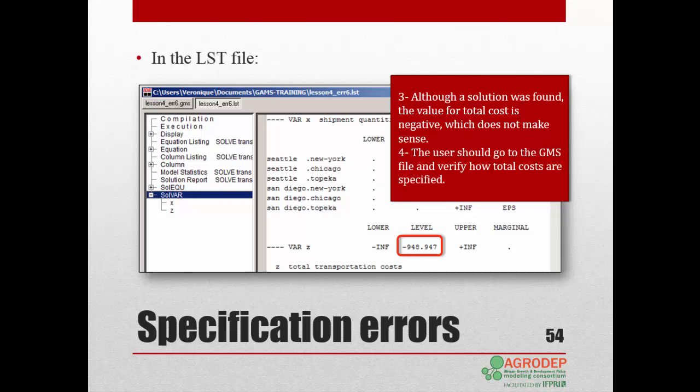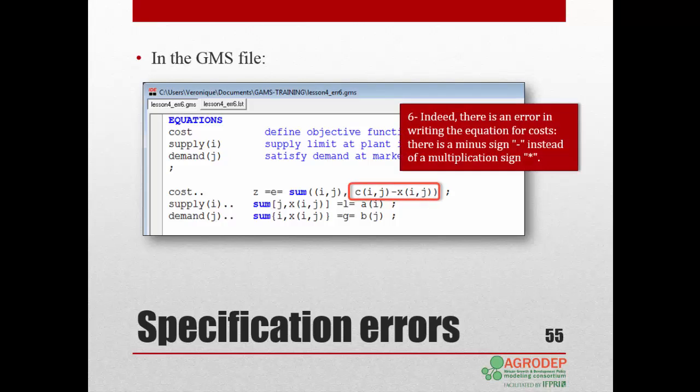The next step for the user is to go back to the GAMS file and verify whether the variable z was specified correctly. In the GAMS file, there is an error in equation cost, where z is computed. The total cost of shipment should be equal to the unitary cost of shipment c times the number of units shipped x. We notice that instead of a multiplication sign, there is a minus sign. So correct the error in the GAMS file and run the model again to make sure it is error-free.